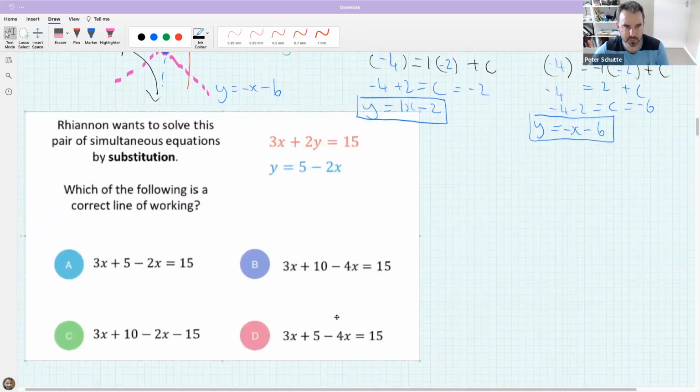Rihan wants to solve this pair of simultaneous equations by substitution. Which of the following is the correct line of working? So we have 4 options there. And if you think about the techniques you use to solve a simultaneous equation, one of them is substitution. And which of the 4 options do you think here is correct?